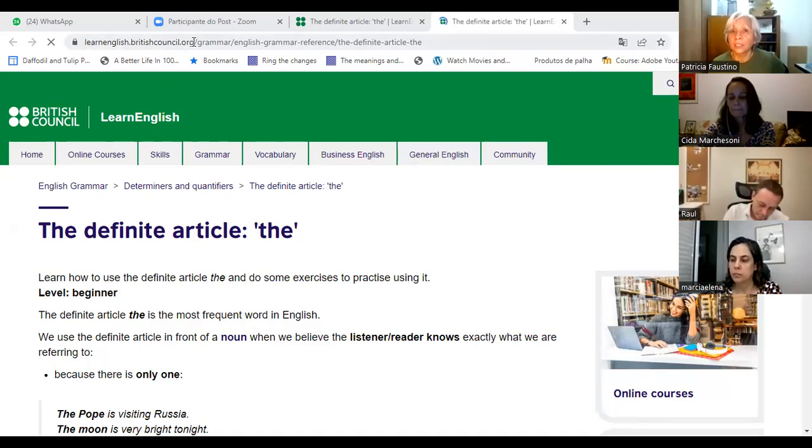I'm going to send this link in the group, and I'm going to put it into the Google Classroom also, so that you can have the two references. You can watch it through the group, or you can watch it in the Google Classroom. So we have here the definite article. So we have here, look, the level.